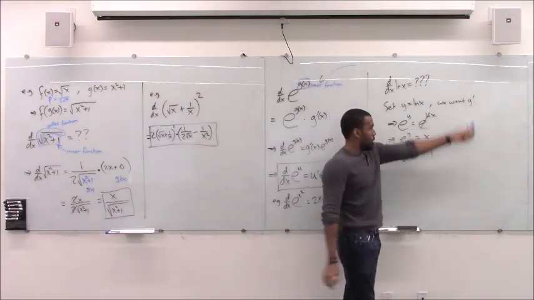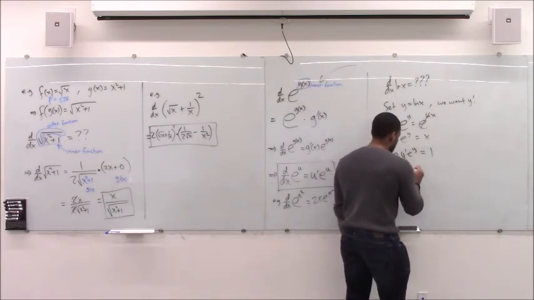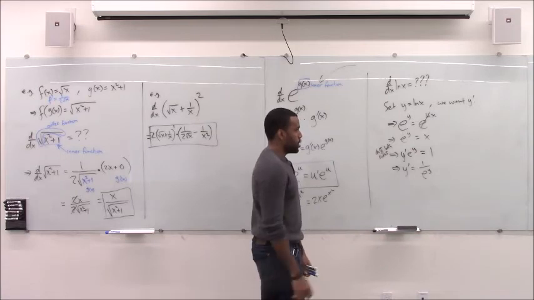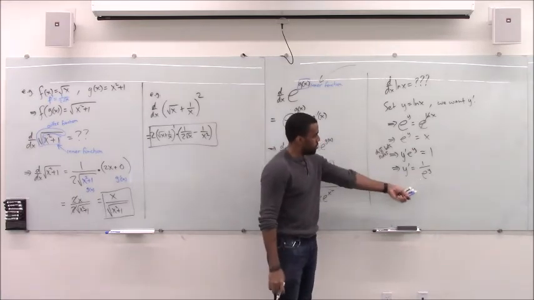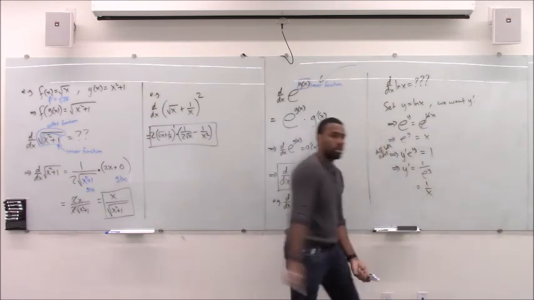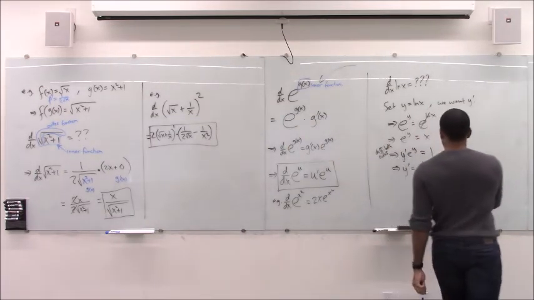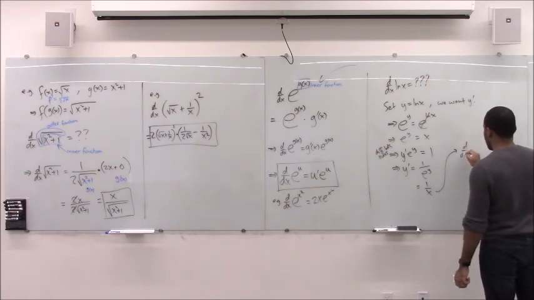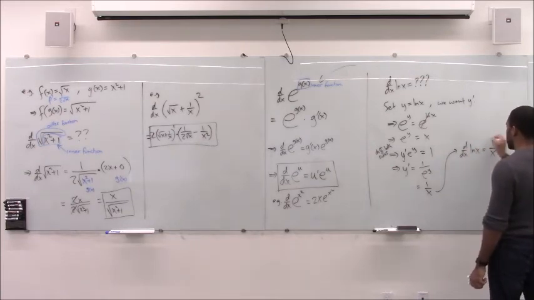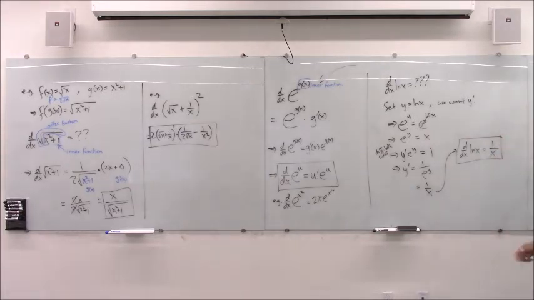Now since I want y prime, I can solve for it. So y prime is going to be 1 divided by e to the y. But what is e to the y? Well, e to the y is x. So that's 1 over x. And so that leads to another rule. How do you differentiate the natural log? Well, the derivative of ln x is 1 over x. And that's a rule we know now.